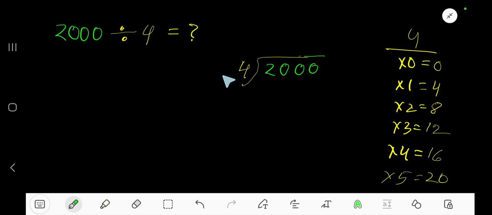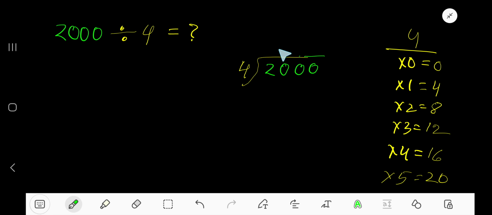Divided by 4. Here 4 is a divisor, so we need the multiplication table of 4. 4 times 0 is 0, 4 times 1 is 4, 4 times 2 is 8, 4 times 3 is 12, 4 times 4 is 16. To find the multiplication table of 4, just add 4 to the previous step. 0 plus 4 is 4, 4 plus 4 is 8, 8 plus 4 is 12, 12 plus 4 is 16. So that's why you can easily write the multiplication table of 4.